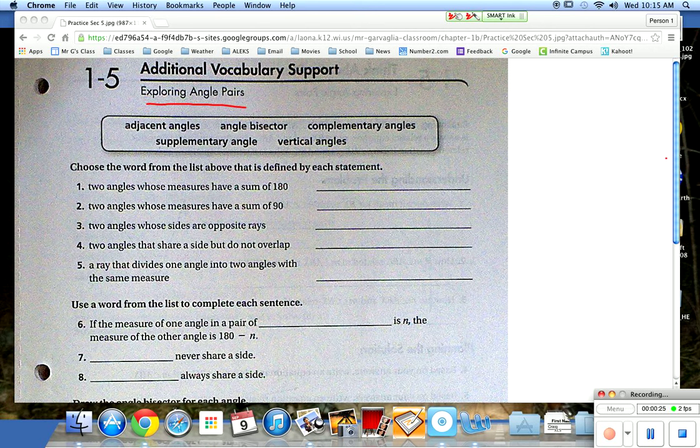We've got different words. Adjacent angles. What do you think adjacent angles would mean? Angles right next to each other. They're adjacent to each other. You ever heard that? You can write that if you want. If you're adjacent to something, adjacent angles means they're next to each other.